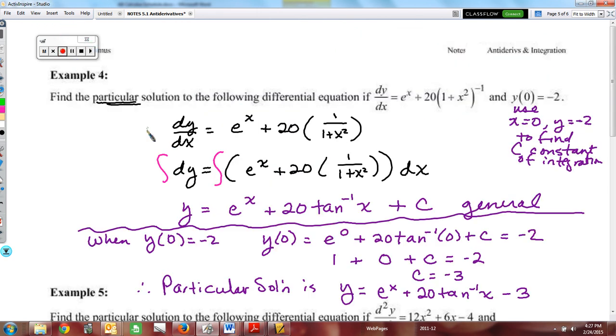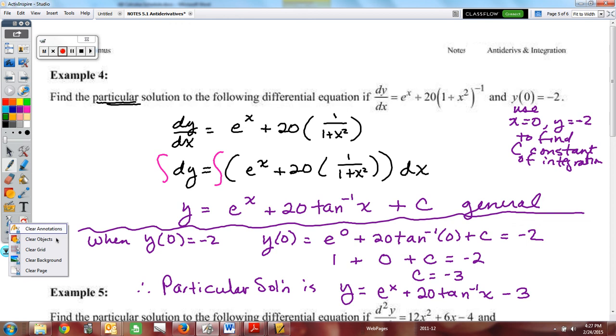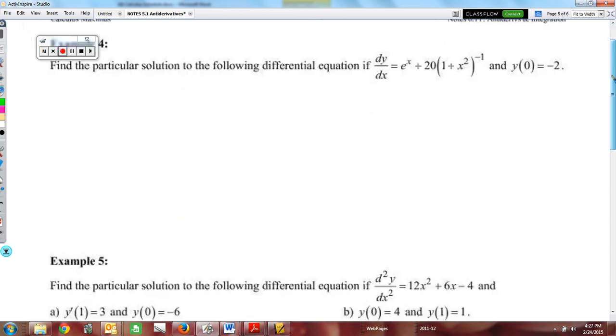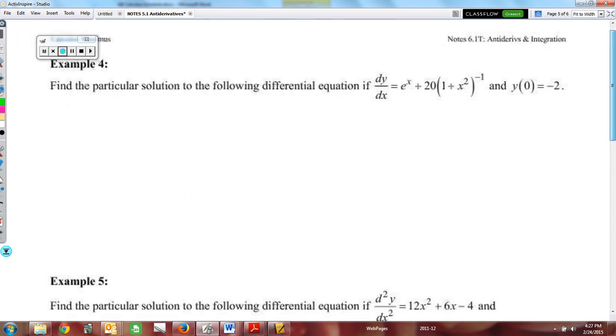Just waiting for it to go. And let me clear off all the writing that I did and come down here. Now let's take a look at this.